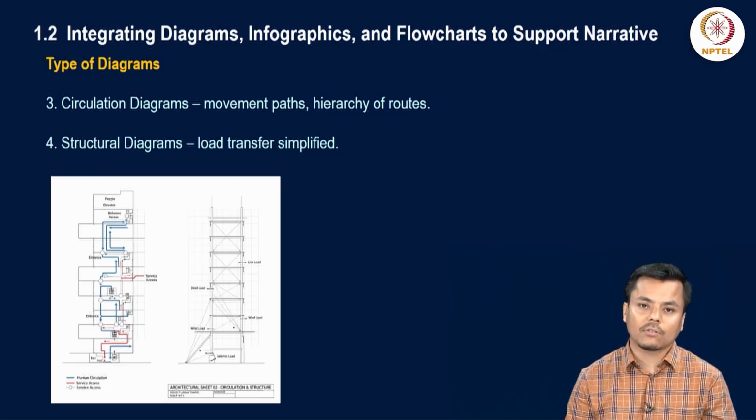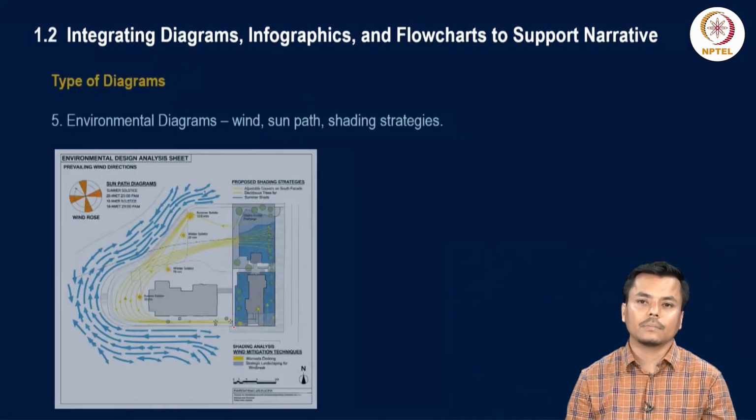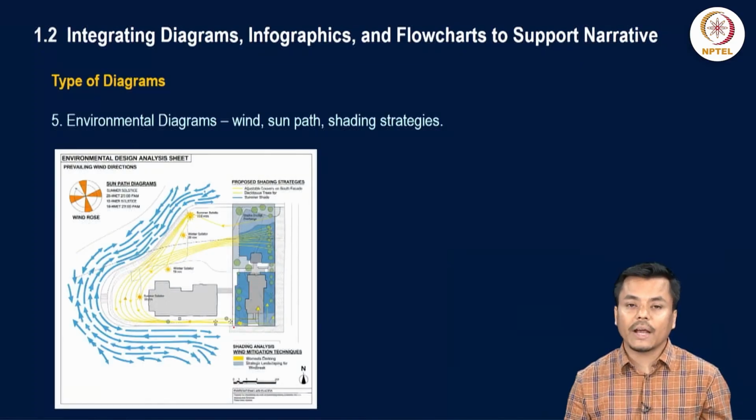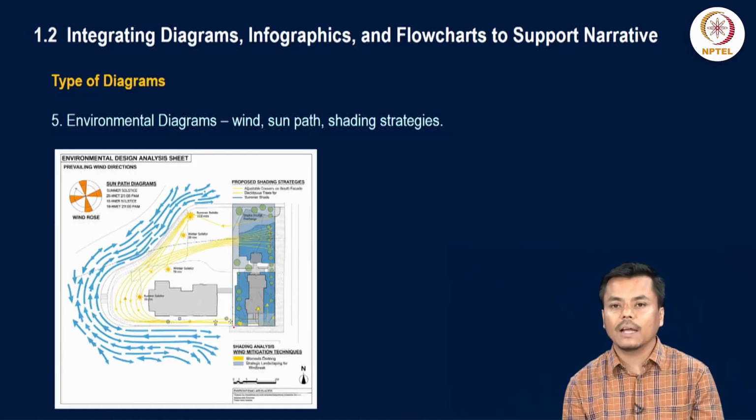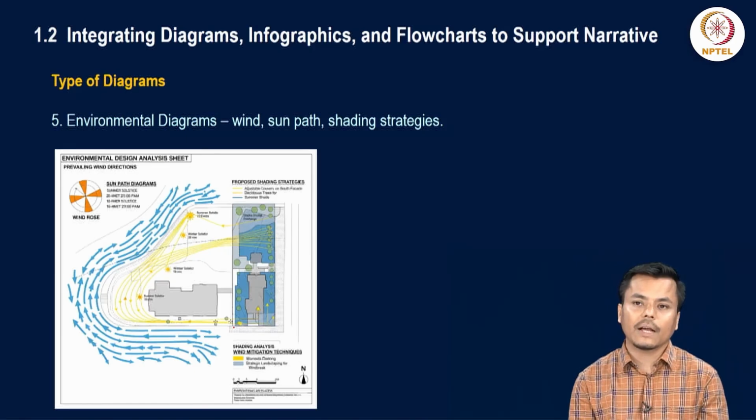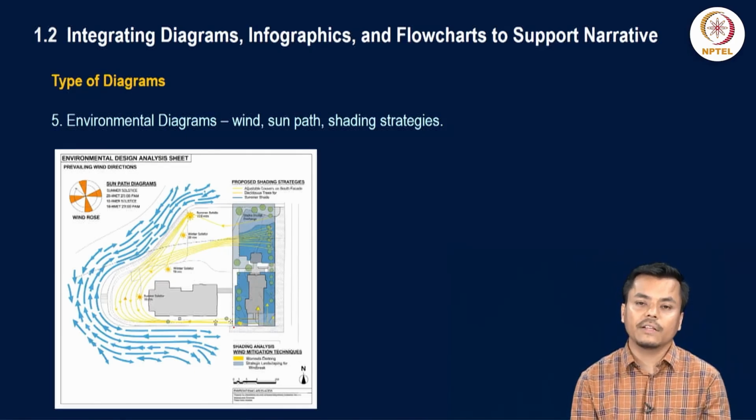Then there are environmental diagrams, such as the wind path in the particular site, from which direction the prevailing wind is observed throughout the year. That can be highlighted through the environmental diagram, or even the sun path within the site, or any shading strategies that can be adopted. This information is shown through the environmental diagram in the site.